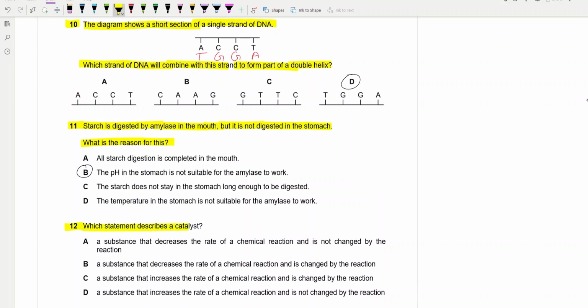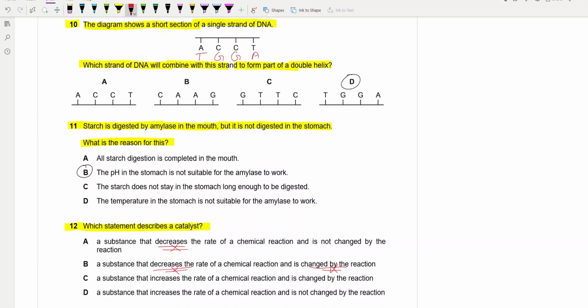Question number 12. Which statement describes a catalyst? Option A says a substance that decreases the rate of a chemical reaction. Decreases is wrong, and it is not changed by the reaction. Option B says a substance that decreases the rate of a chemical reaction and is changed by the reaction, which is also wrong. It increases the rate of reaction and is not changed by the reaction.